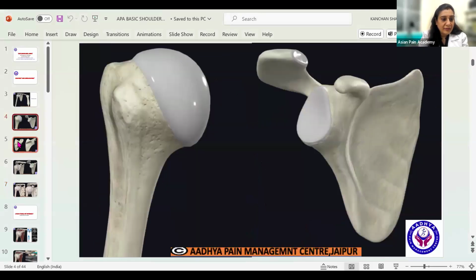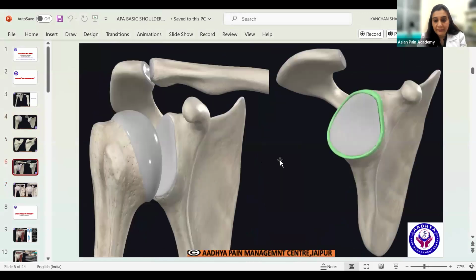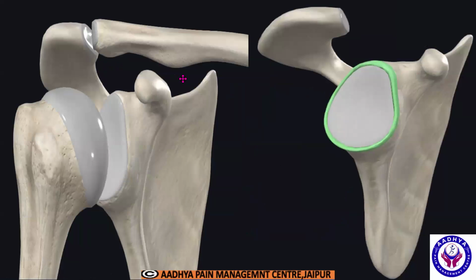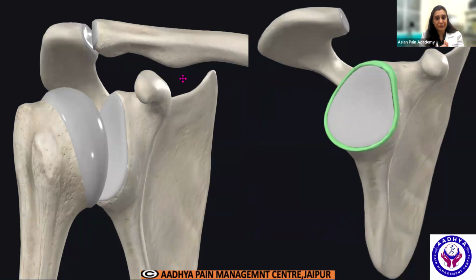I think we were here. So my slide is visible and I'm audible, right? Fine. So we were talking about the skin. Skin will always be hyperechoic because it has lots of connective tissue. So any connective tissue or fibrocartilaginous structure will be hyperechoic. Hyaline cartilage will always be homogeneously hypoechoic.